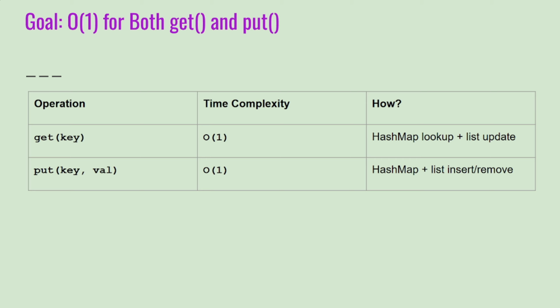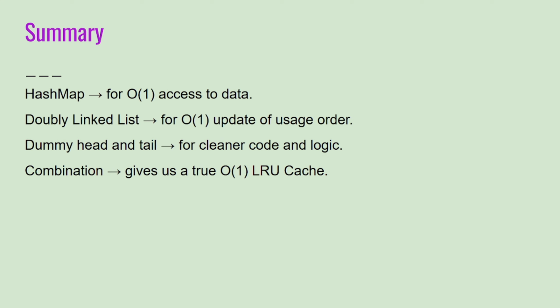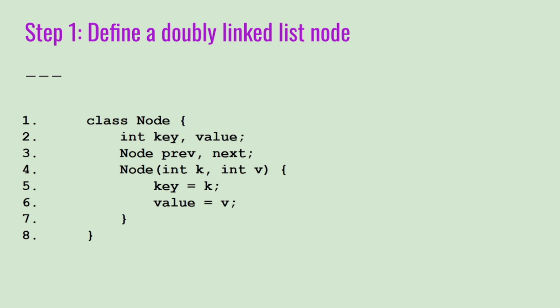So our goal is to implement the get and put methods. The summary is we'll use a HashMap and a doubly linked list, with a dummy head and tail for cleaner code, and the combination will give us an O(1) LRU cache. I hope you understand.